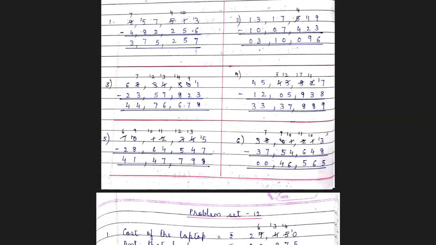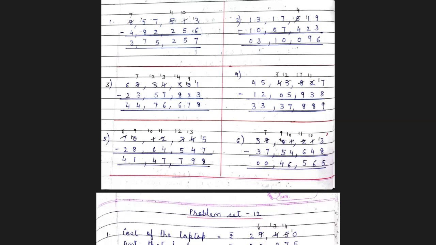3 minus 8 not possible. Borrows a number from 1. 13 minus 8, answer 5. Now this number has become 0. 0 minus 4 not possible. So it borrows a number from 2 and becomes 10. 10 minus 4, 6. 2 has become 1. Borrows a number from 1. 11 minus 6, 5. Now the number 0 cannot be subtracted.